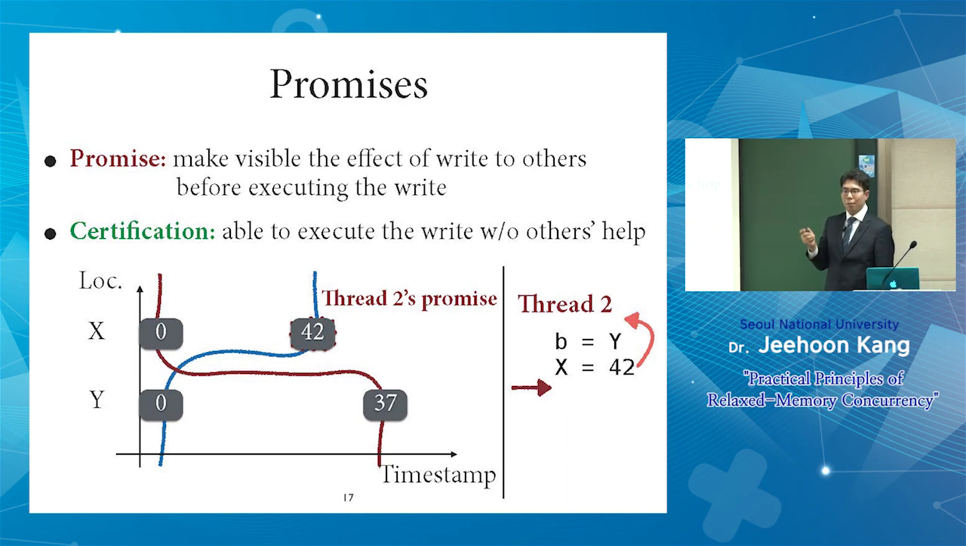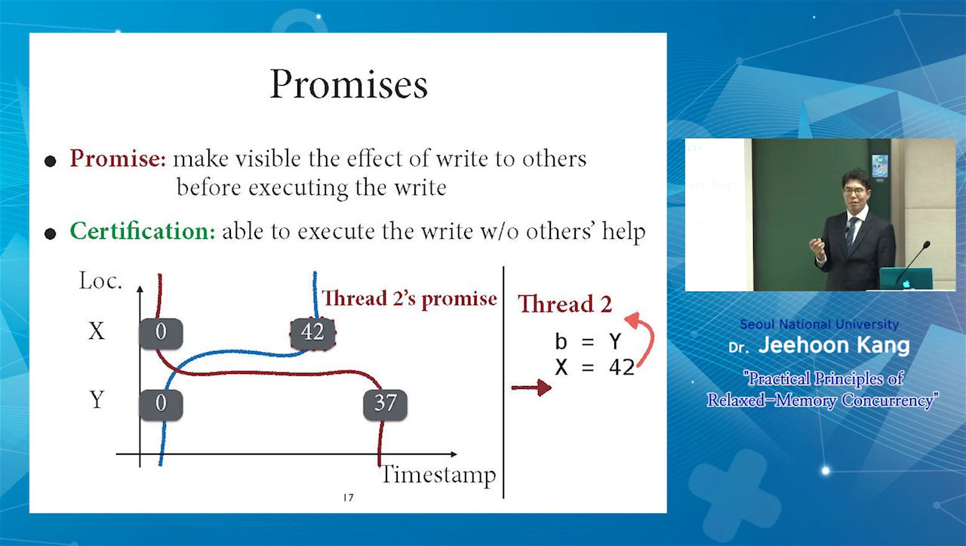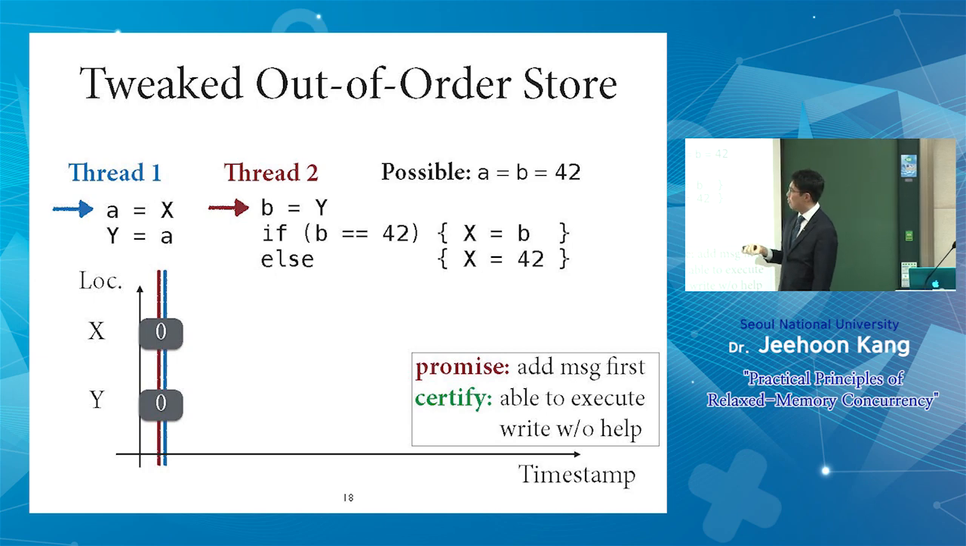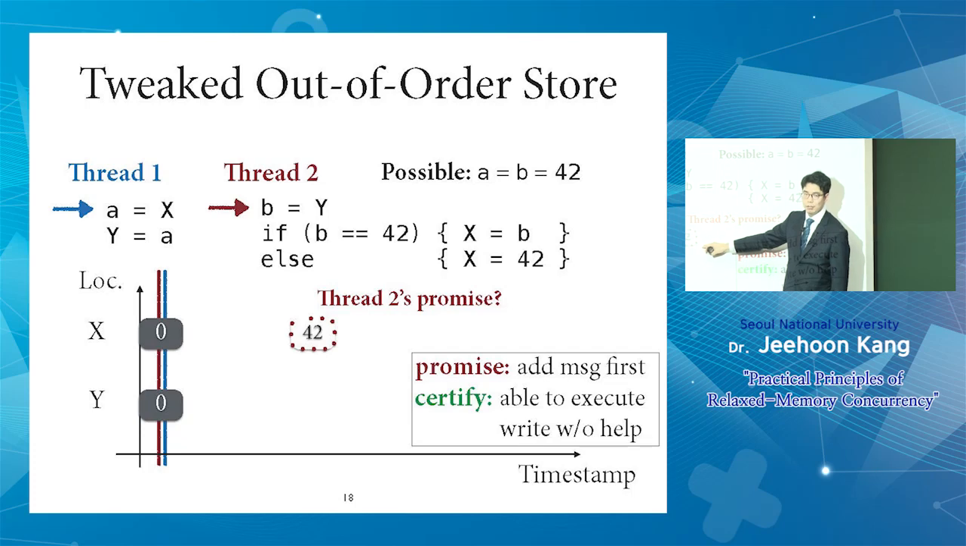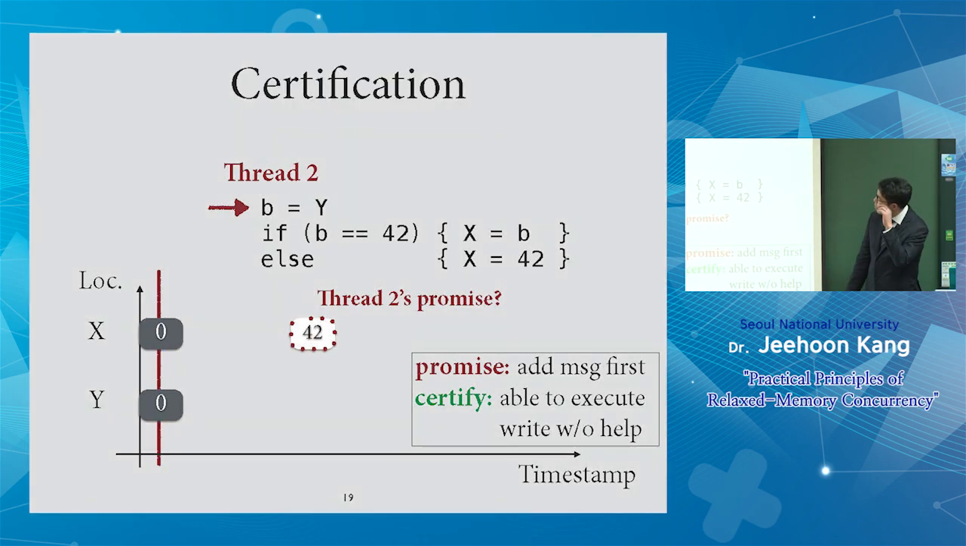Certification requires that the promising thread is able to execute the write without others' help. It is also cryptic, right? So let me explain with an example. Let's go back to the tweaked out-of-store example that was difficult. In order to make this behavior possible, you have to execute a promise. You have to promise to write 42 to X by thread 2. But in order to do so, you have to certify that you are able to execute the write instruction without anyone else's help. So let me explain with an animation.